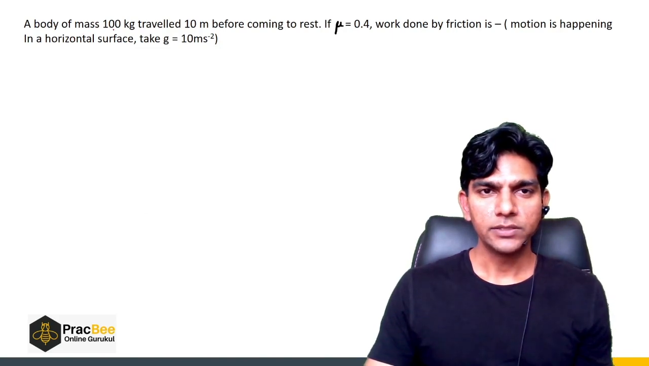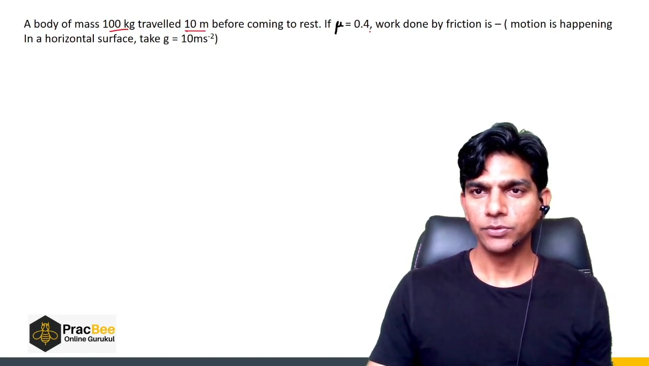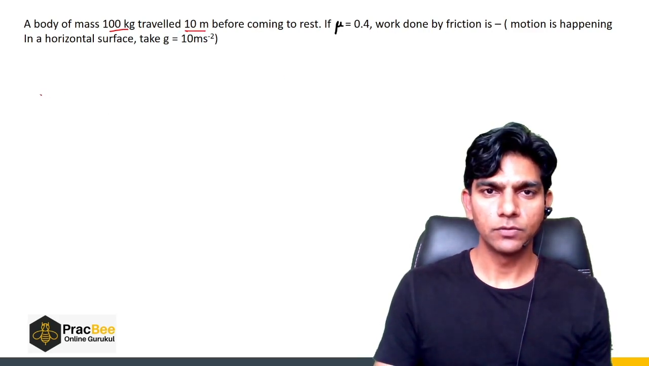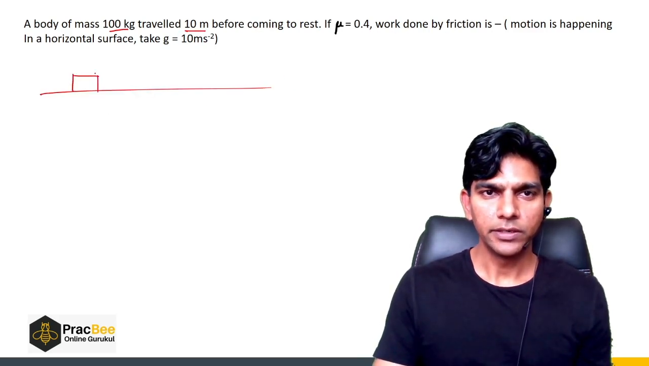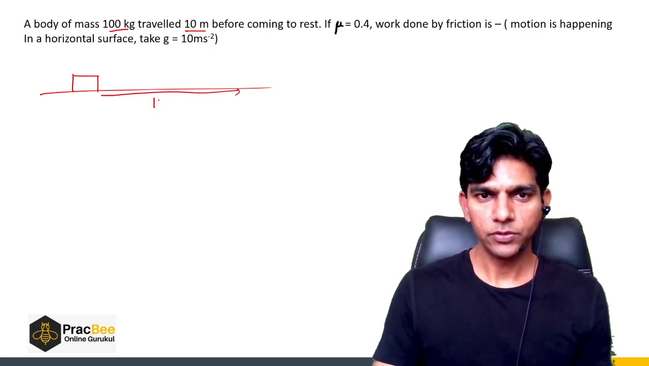If a body of mass 100 kilograms travels 10 meters before coming to rest, and mu is 0.4, find the work done by the friction. Very easy question. There is a block which has a displacement of 10 meters.